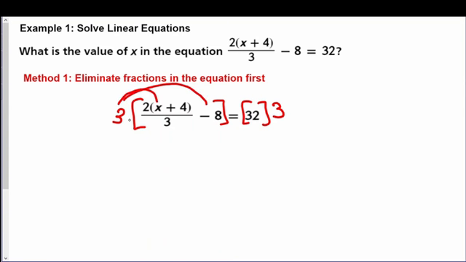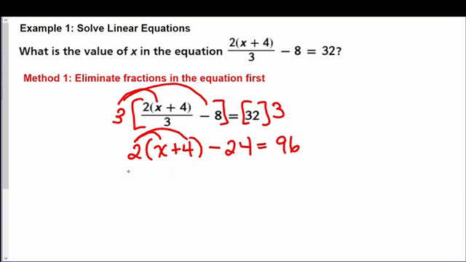And when I do that, that fraction is eliminated. And 3 times 8 is 24, and 32 times 3 is 96. So you can see with that first step, now I've eliminated the fractions, and now I just have an equation with parentheses and one term here. So then I can go ahead and solve this like I would a normal linear equation.